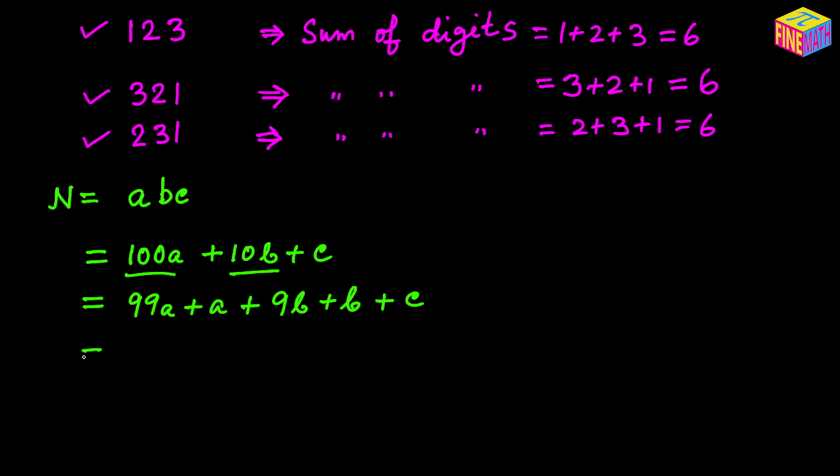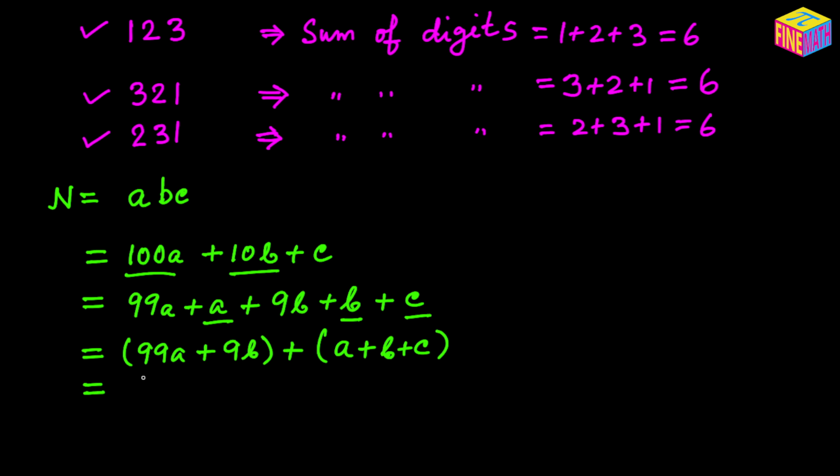Now from here, I'm going to group these terms here, the 99 times A plus 9 times B. I'm going to group them together, right? And then I'm going to group the remaining ones, like the A and the B and the C. I'm going to group them like this, A plus B plus C. Now from here you can see that within the first parenthesis, the 2 terms that we have, each of them is divisible by 3. So let's take 3 as a common factor out, then that would leave 33 times A and 3 times B, right? Plus our remaining A plus B plus C.